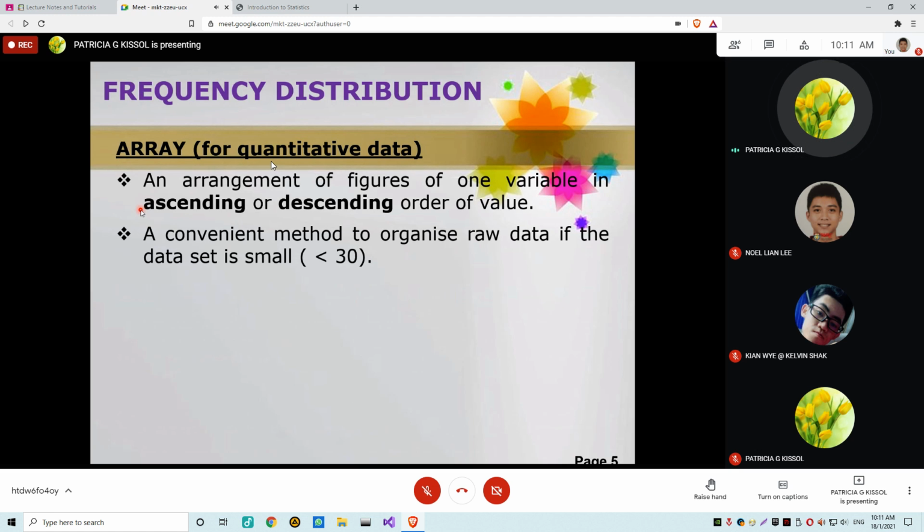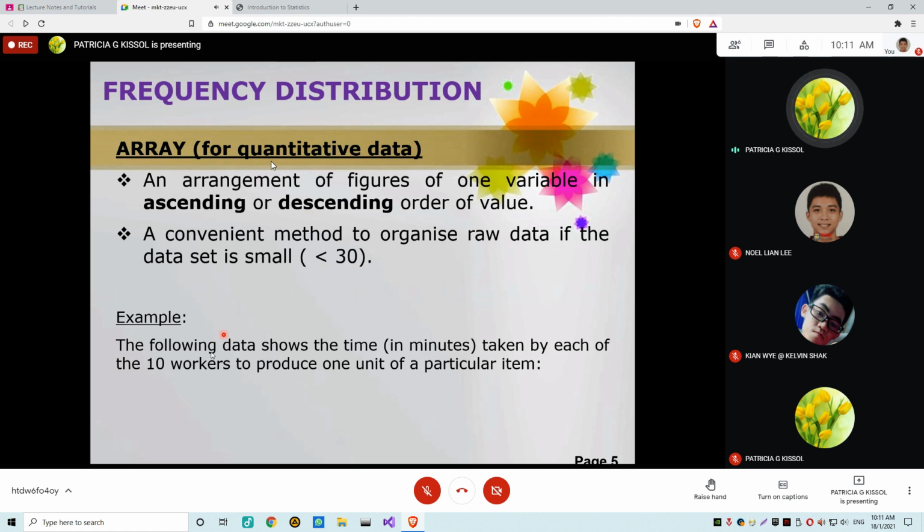And when we do an array, it's more suitable for organizing raw data if the data set is small, meaning it is less than 30. If you have a small data set, less than 30, then you can do this, an array. For example, say I have 10 workers.